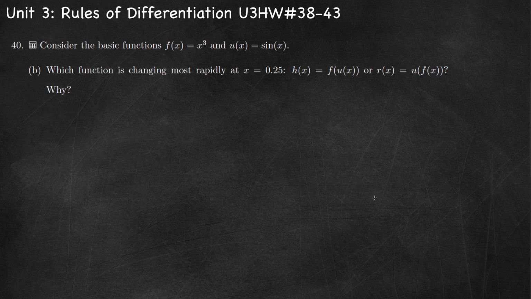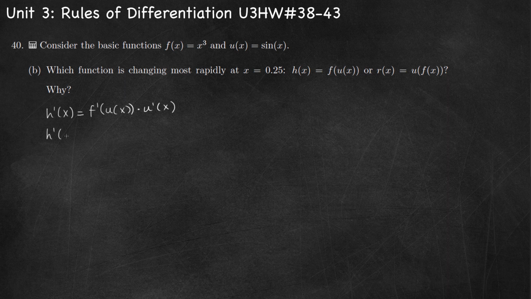Part B, which function is changing most rapidly at x equals 0.25, h of x or r of x? To find out how quickly they're changing at a specific value of x, we look at the derivative. So we're going to find h prime of x and we're going to find r prime of x, and we'll compare their values when x is 0.25. H prime of x is the derivative of h, and h is in the form of f of stuff. So our derivative is f prime of the stuff times derivative of the stuff.